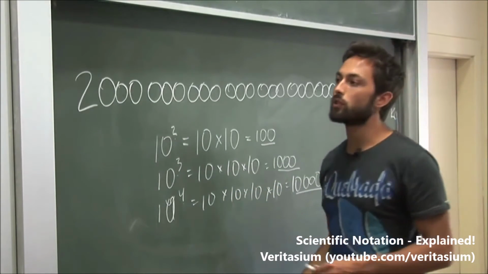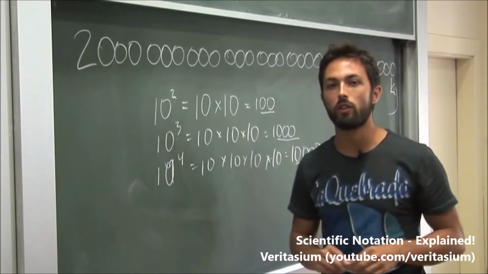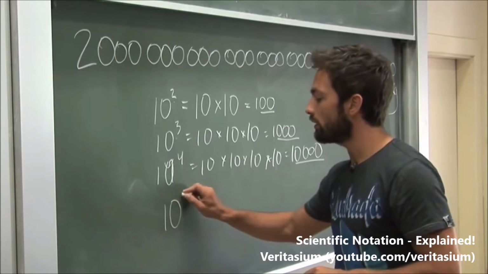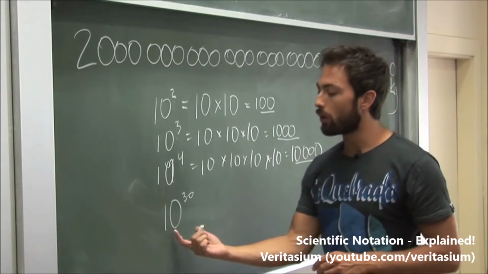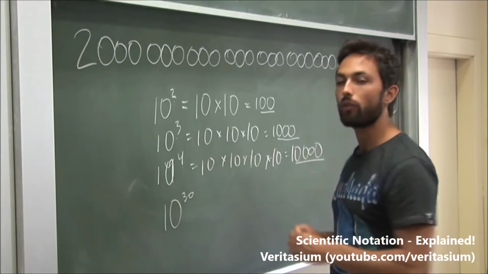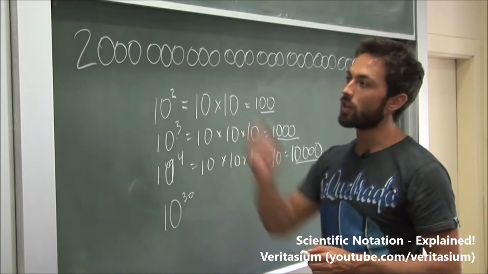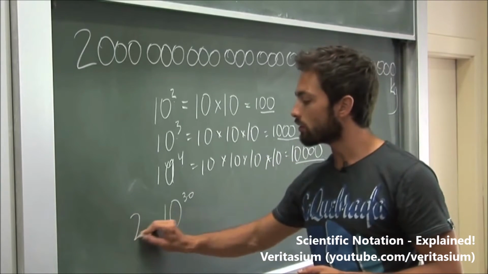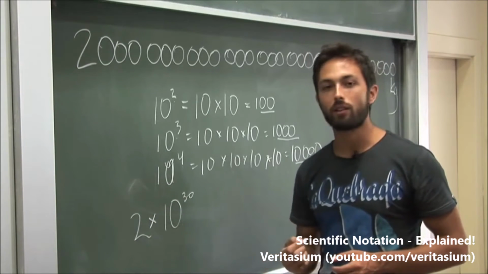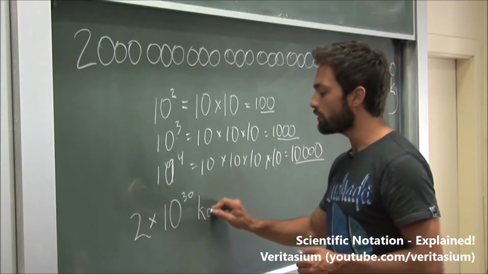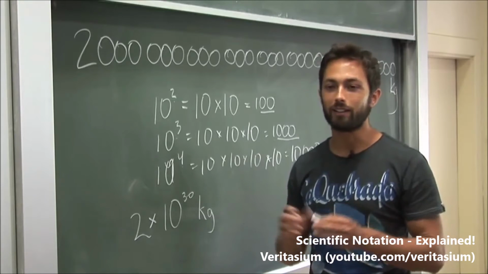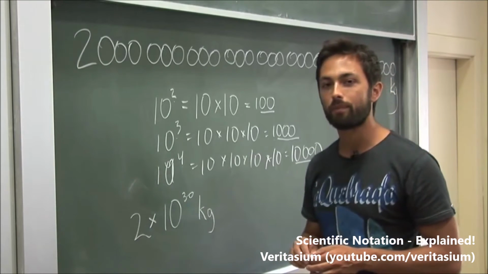So if we wanted to represent the mass of the sun in scientific notation, we would need 30 zeros. So we represent that using 10 to the power of 30. This means we're multiplying 10 by itself 30 times, which gives us a 1 followed by 30 zeros. But the mass of the sun is actually twice that. It's 2 followed by 30 zeros. So we can multiply 2 by 10 to the 30 in units of kilograms, and that is the mass of the sun. It's a lot easier to write, and it takes up much less space on the page.